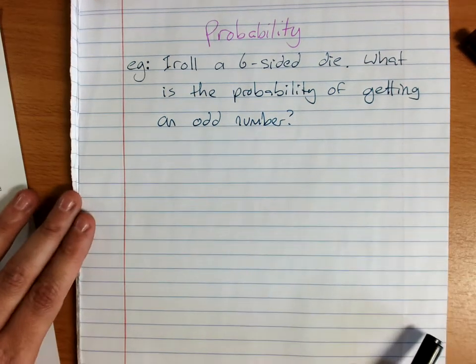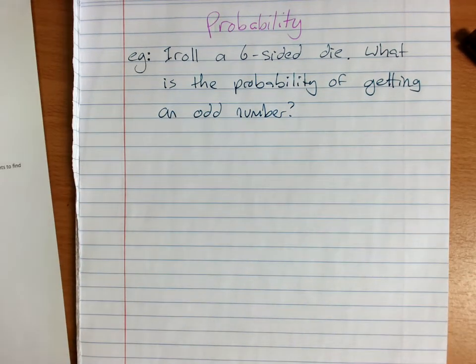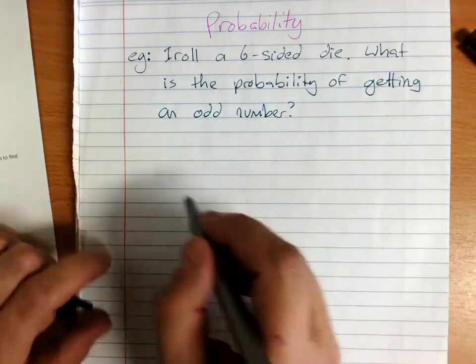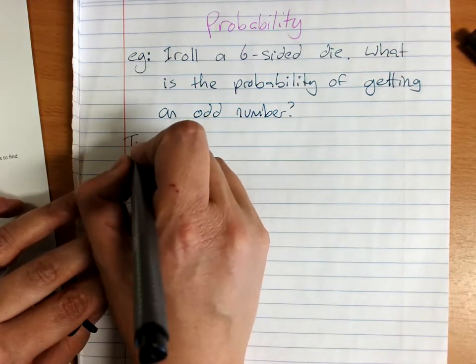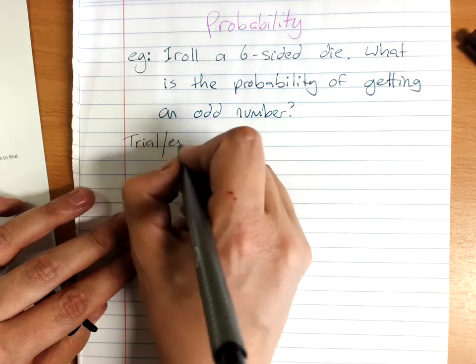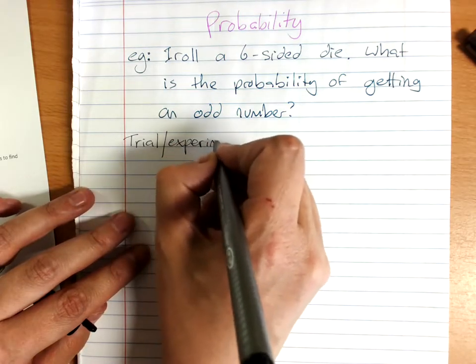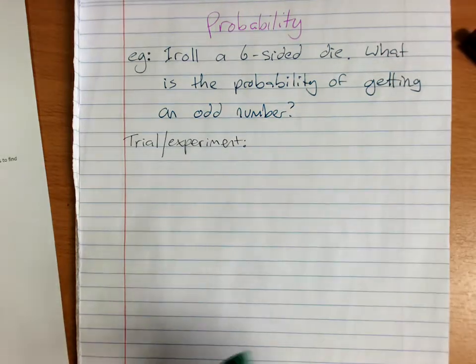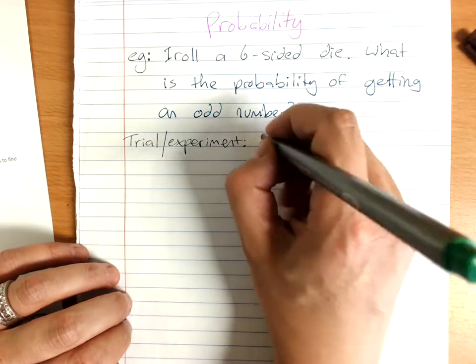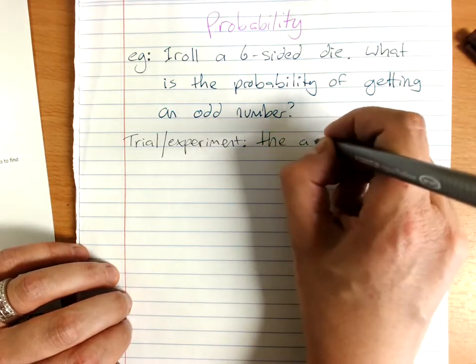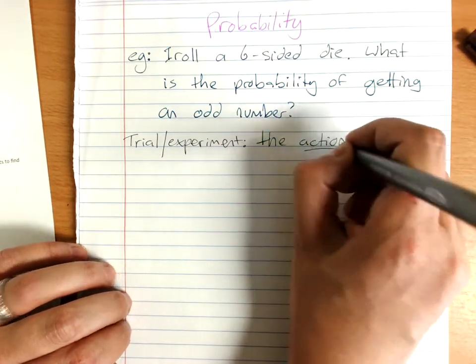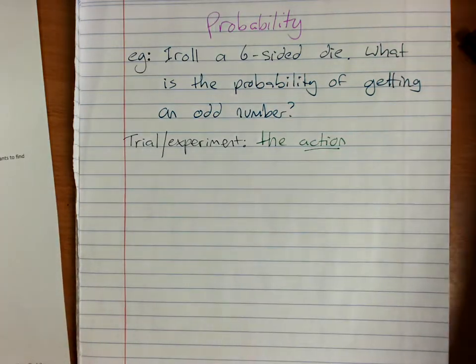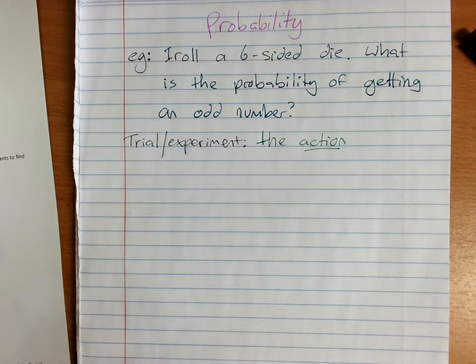So there are different parts of the question and the answer that we need to learn about. The first one is the trial or the experiment. It's the same thing. This is the thing that we're doing. And so in this question, what is the action or the experiment that I'm doing?